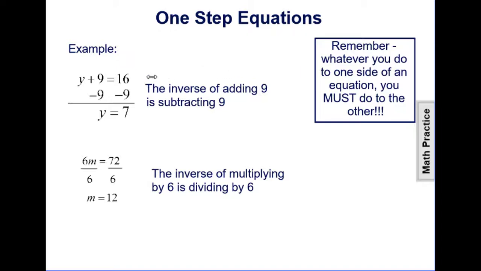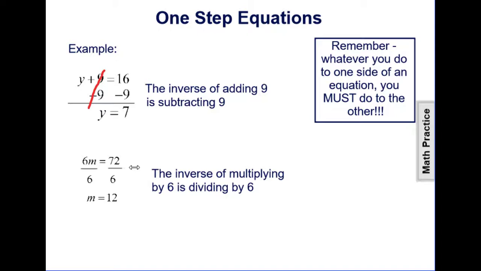So here we have y plus 9 equals 16. So the inverse of adding 9 is subtracting 9. So here they eliminate on the left side, and 16 minus 9 is 7. So we have y equals 7. In the one step with our inverse operation, we've now arrived and solved our equation.